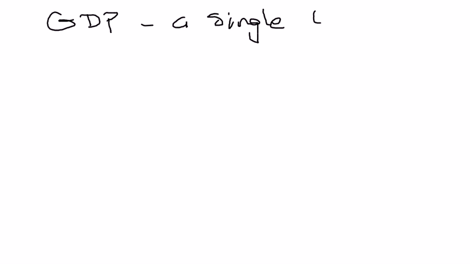Hi everyone. I want to start this video off by just talking about gross domestic product, or what economists call GDP. Now the idea here is we want a single number to represent the size of the economy. Okay? So all economic activity that's occurring inside a country or a state or a region in a period of time. So we want a single number to represent the total amount of economic activity.